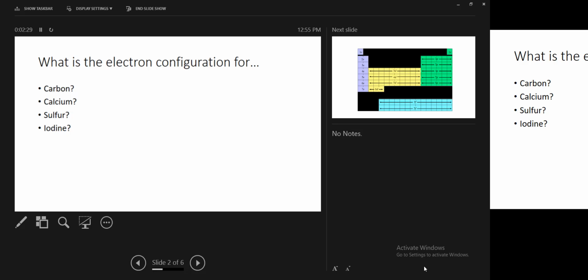Okay? We're going to work out these 4 electron configurations, and as we do, continue to highlight some of the points that we made last week, but then we're going to take it to the next step and say, so what? What information can we gather from these electron configurations? So first framing question is, what is the electron configuration for carbon, calcium, sulfur, iodine? You probably already have this question written in your notes, and you can just continue your list.